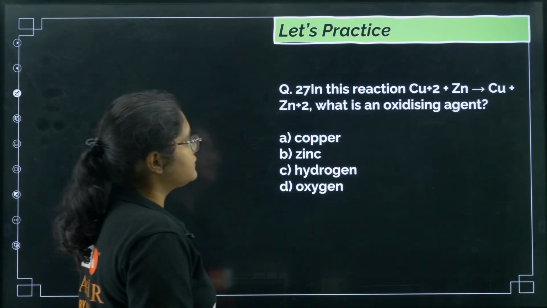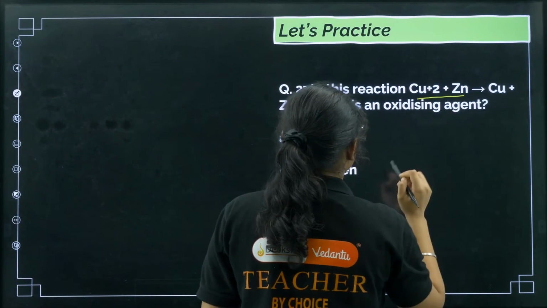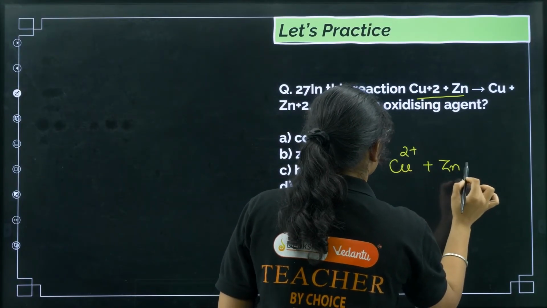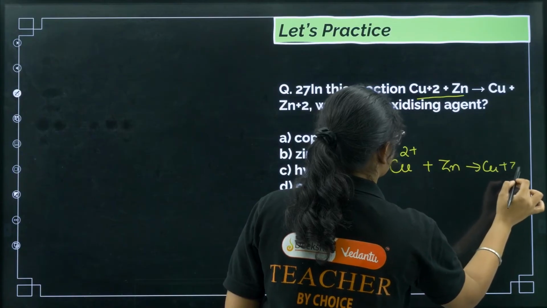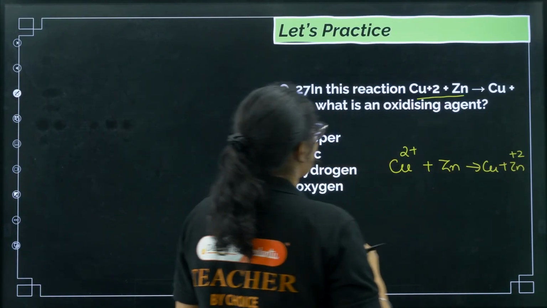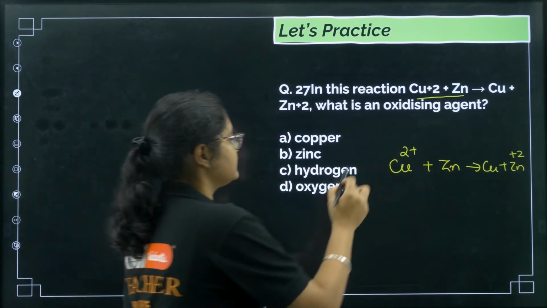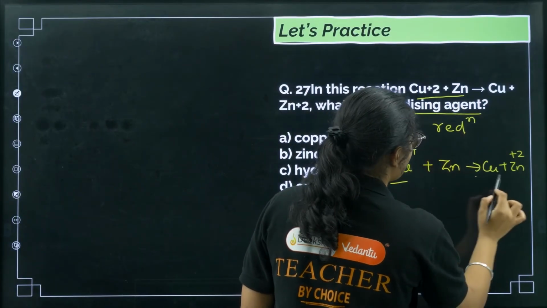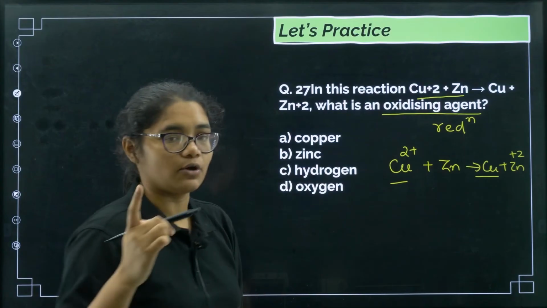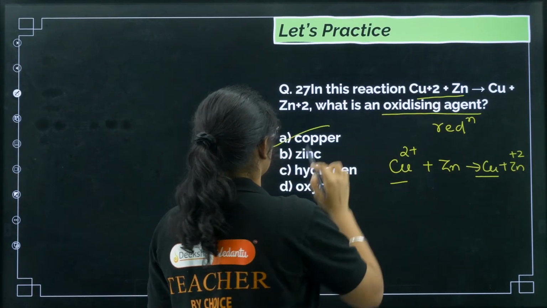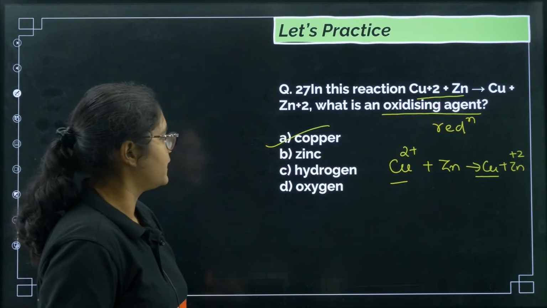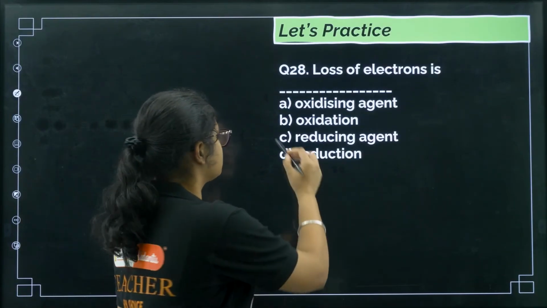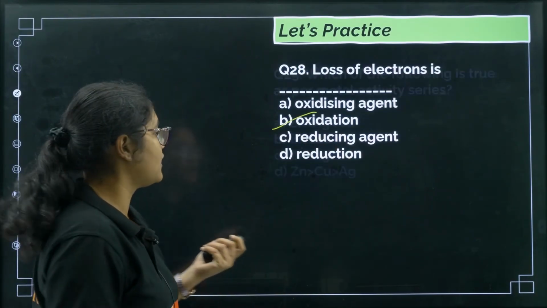Next, in this reaction, Cu2+ plus Zn gives you Cu plus Zn2+. The oxidizing agent. So oxidizing agent is that agent which undergoes reduction, right? So copper undergoes reduction, so that is why it is an oxidizing agent. So option number A is the correct answer here. Next, loss of electrons is oxidation. Option number B is the correct answer.